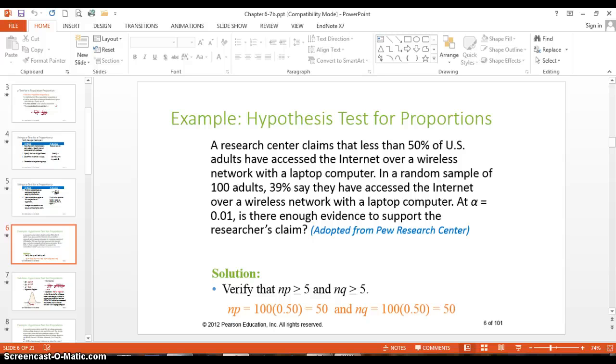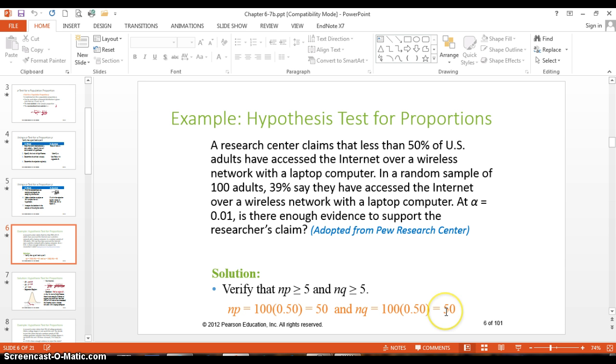So at the bottom, they've shown you that they've calculated to make sure that the proportion test is appropriate. They took the sample size, which was 100, and multiplied it by the hypothesized proportion, which was 0.5. That gives you 50, which is definitely bigger than 5. Well, the complement of 50%, q, is also 50%. So 100 times 50% is also 50. So we've met the condition that it's okay to use a hypothesis test.